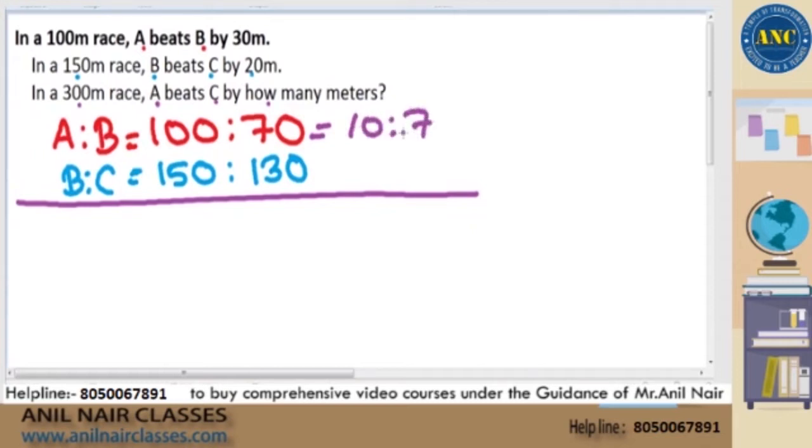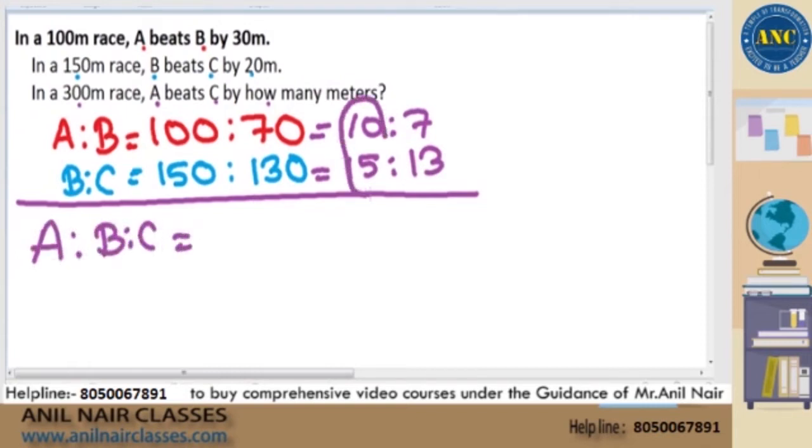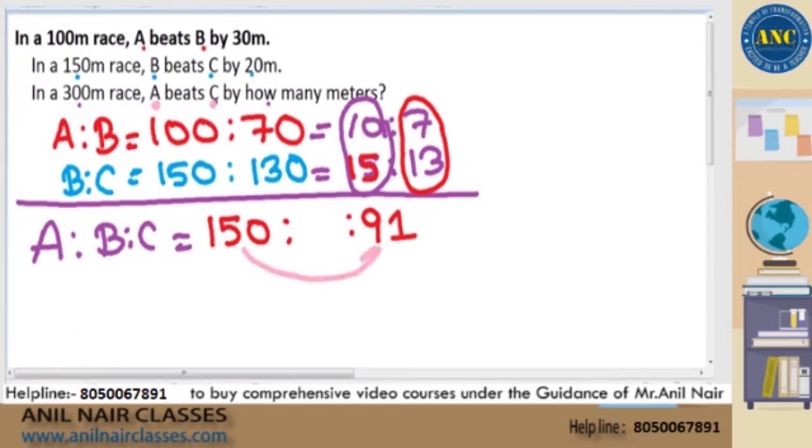This is 10 is to 7. This is 15 is to 13. So A is to B is to C is nothing but 10 into 15. To find A, multiply all the first variables. 10 into 15 is 150. To find C, multiply all the last variables. 7 into 13 is 91. Now, the middle variable is missing, but I don't need to find it because they are comparing A and C in the final statement. A is to C is 150 is to 91.